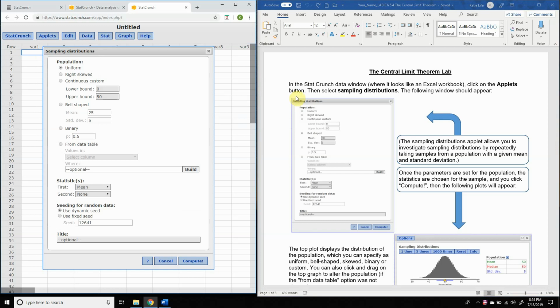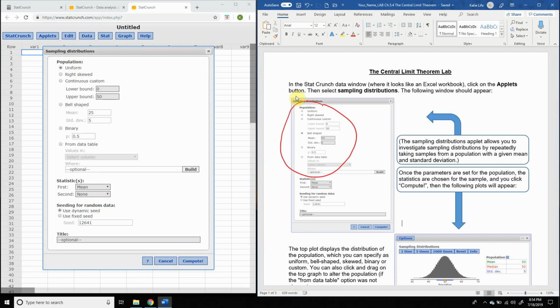Now in the Word document for this tutorial, I have a little snippet of this dialog box here. The first half of this dialog box, these top options, are for you to determine the parameters of the population. So you can decide initially what sort of group we are selecting the sample from. It could be uniform, it could be skewed. Bell-shaped gives you the options of defining the normal curve with the mean and the standard deviation.